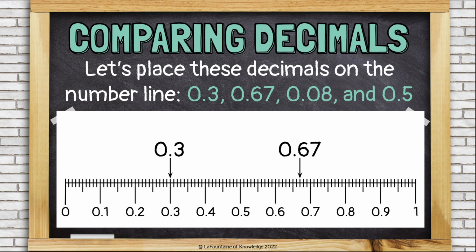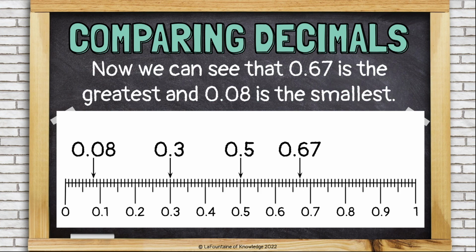8 hundredths. Well, 1/10 is 10 hundredths. So 8 hundredths is just 2 little marks before that, 8 hundredths. And then finally 5/10 in the very middle. Now we can see that 67 hundredths is the greatest and 8 hundredths is the smallest of all these numbers.